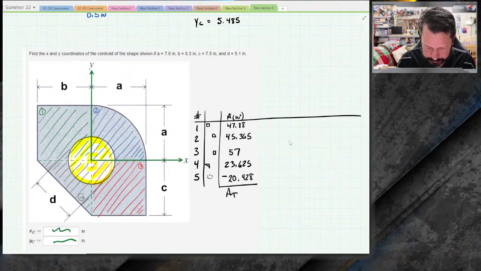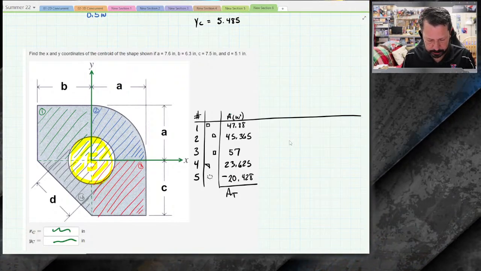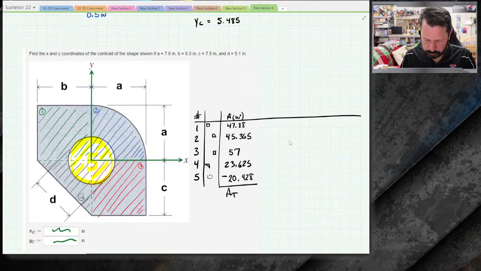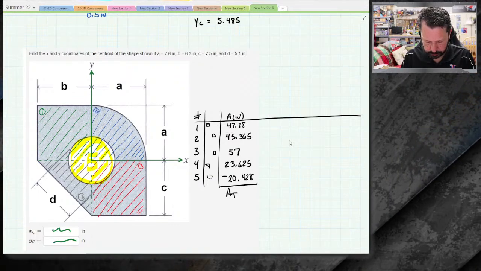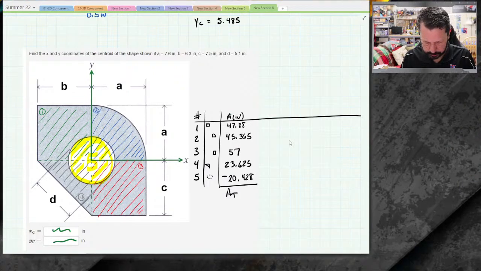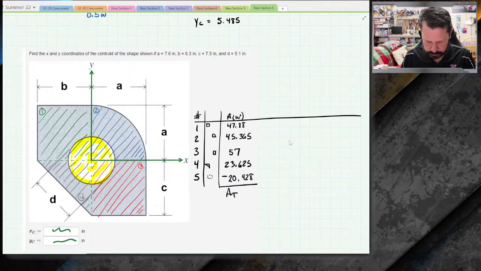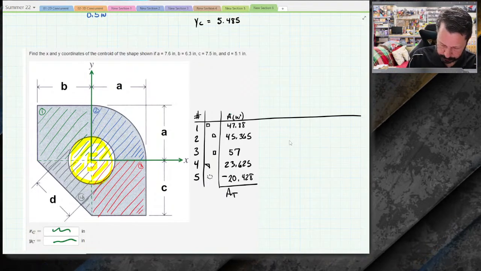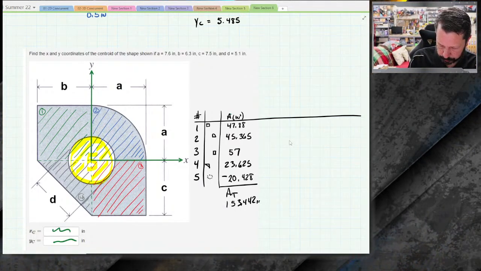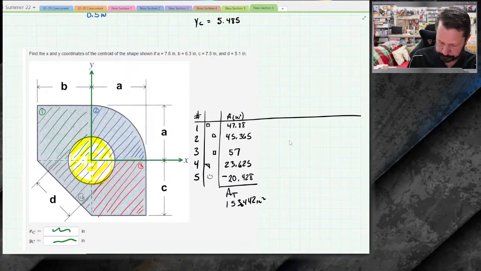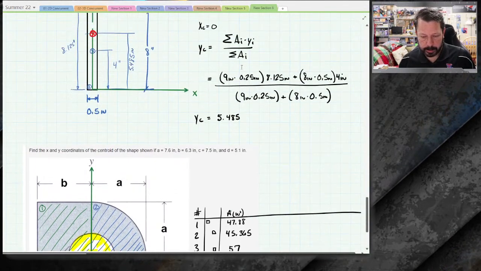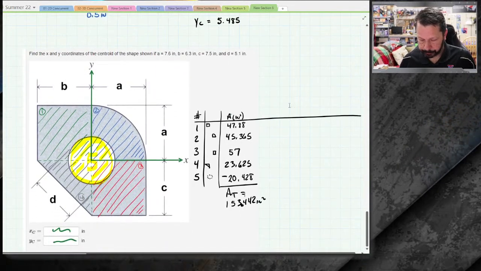So if I take and I sum that column, I will have the total area, right? So let's do that now. 47.88, 45.365, 57, 23.625, and 20.428 subtracted. So if I did it right, 153.442 square inches. Okay, so that would be the denominator in my equation up here.